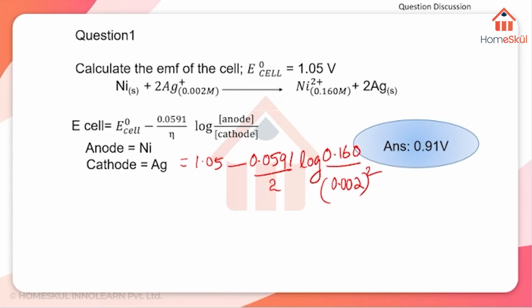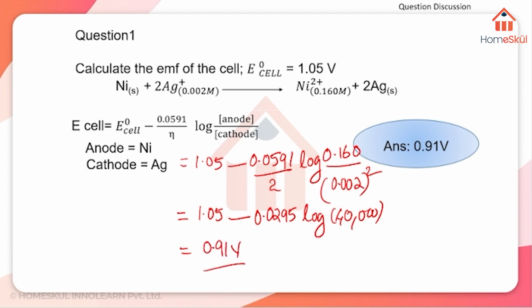On substitution, 1.05 minus 0.0591 by 2, you get 0.0295 into log. And when you go for the substitution, you get this 40,000 here. Now, just do the calculation and you will automatically come to the answer, that is 0.91 volt. Is it clear? I think it's clear for you.